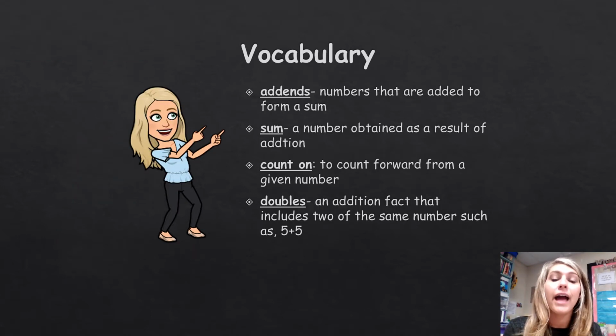Let's review some vocabulary that we've learned so far. We have addends. Those are numbers that are added to form a sum. A sum is a number obtained as a result of addition. Count on. This is a strategy that we've learned to count forward from a given number. And doubles. Those are addition facts that have two of the same number, such as 5 plus 5.